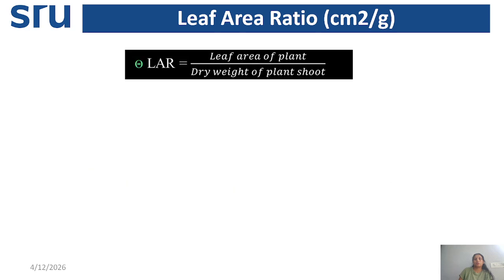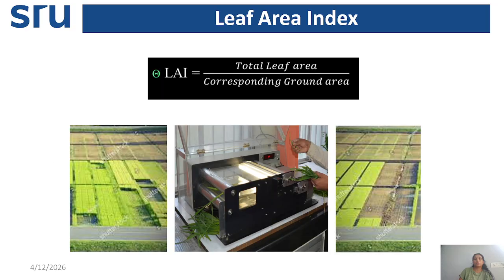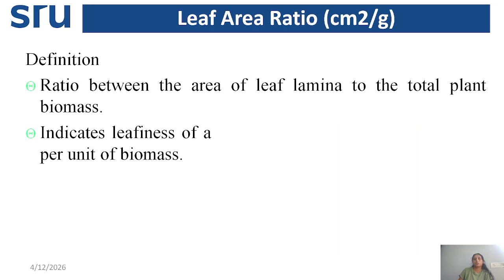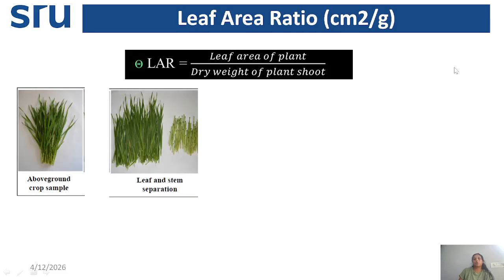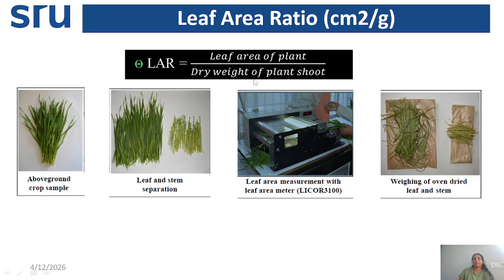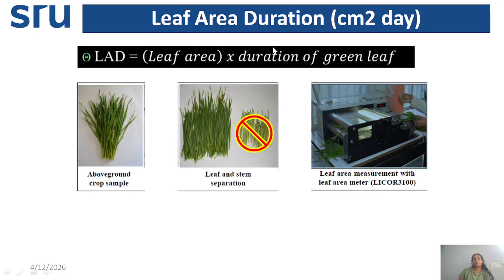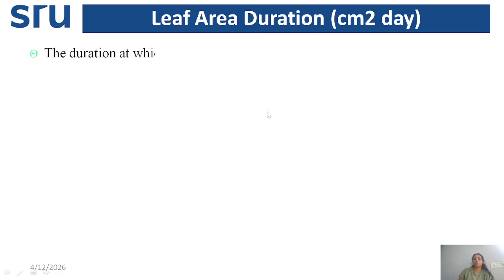Leaf area index is the ratio of leaf area to ground area. Leaf area ratio is the ratio of leaf area over dry weight, not ground area. Ground area means leaf area index, and dry weight means leaf area ratio. How many days the plant maintains healthy leaves, that one we call leaf area duration.